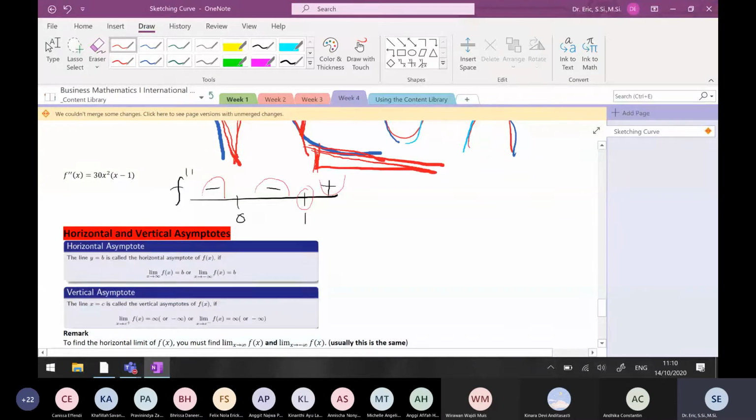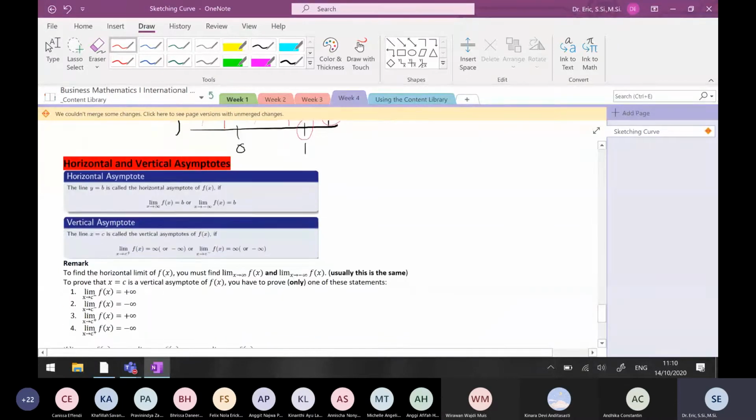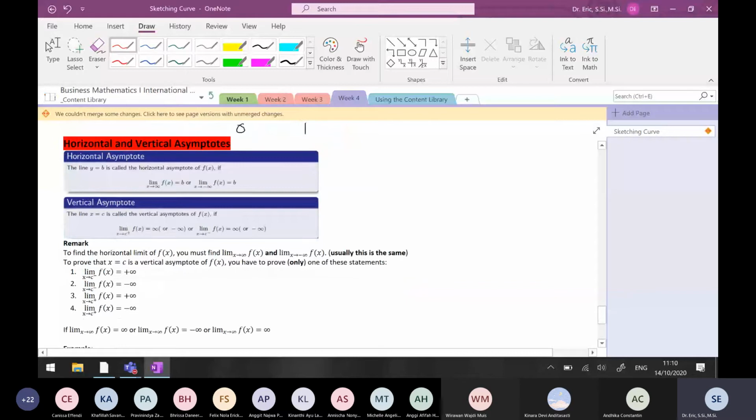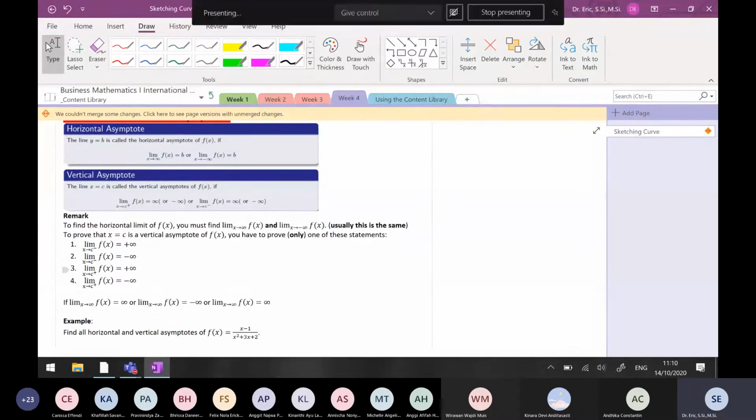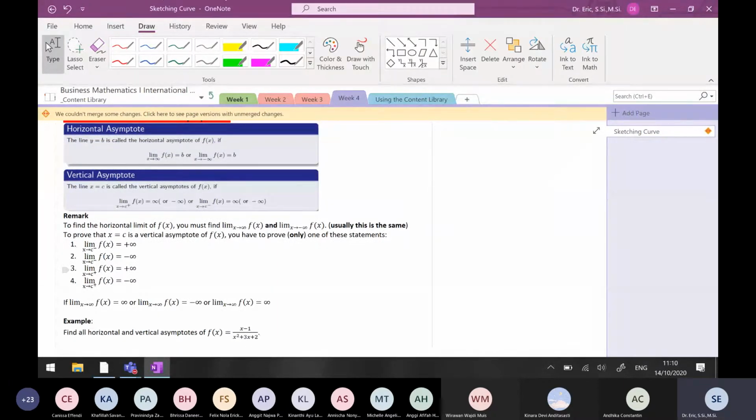The last part, we are going to look at sketching curves. First of all, you have to know what vertical and horizontal asymptotes are. I think you have already done this. You know how to do this, maybe you just don't know what you are calculating. So the horizontal asymptote is just like this.